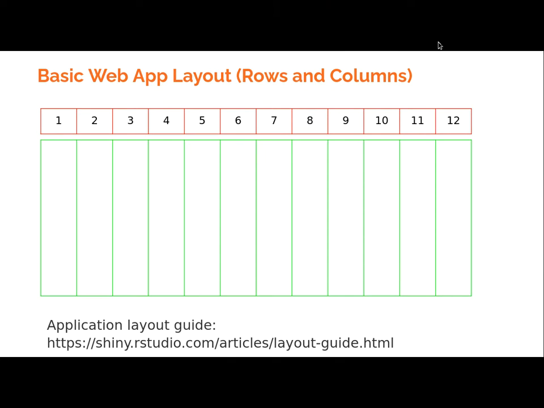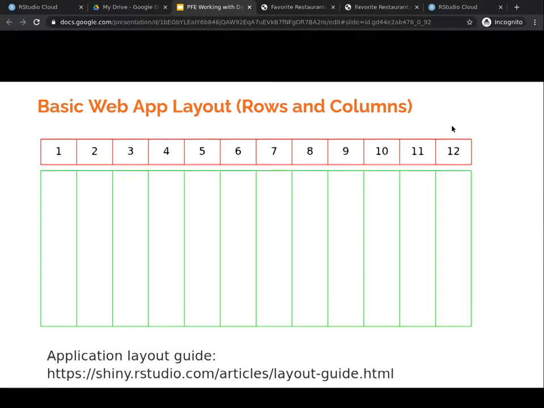Shiny allows us to split a row in 12 columns. So here is how we can split. So we have this top row split in 12 and the bottom row split in 12. Let's say we'll assign 10 columns to the title and 2 columns to the drop-down. And we'll assign all the 12 columns to the map. So let's see how we'll assign columns. We'll go back to the code.